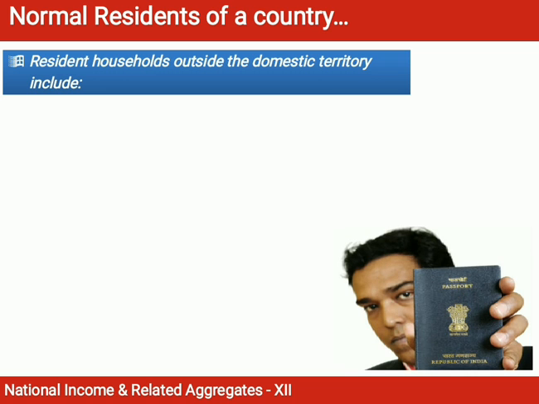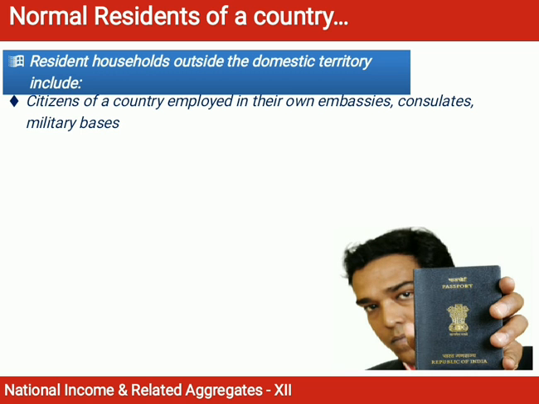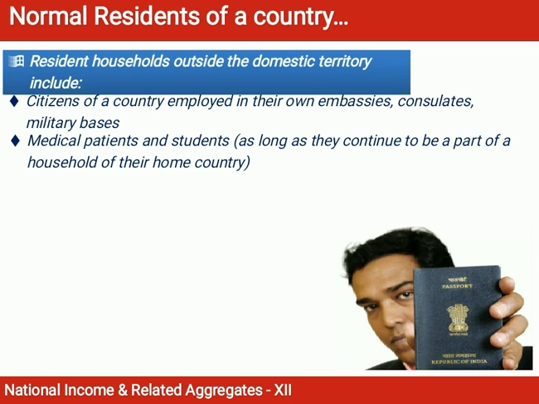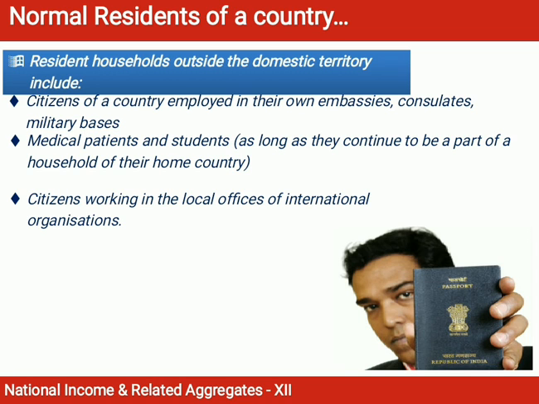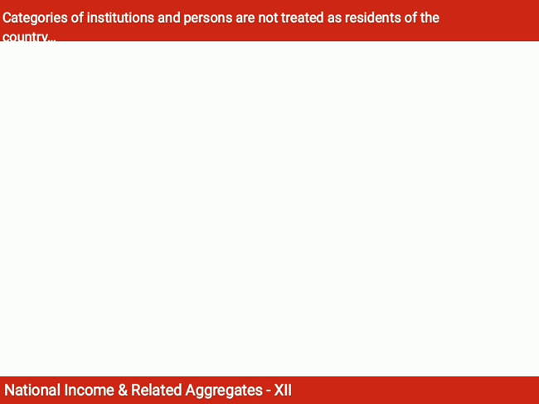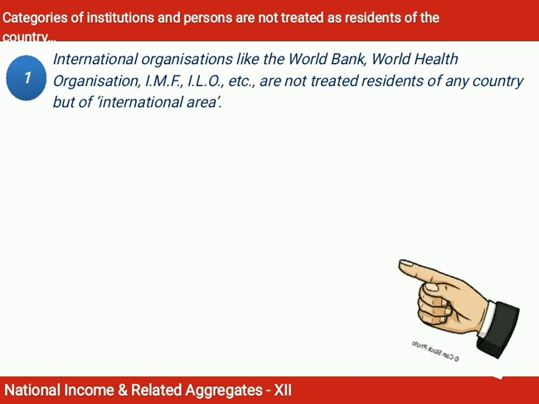And resident households outside the domestic territory include citizens of a country employed in their own embassy, consulate, and military base. Second, medical patients and students. Third point, citizens working in the local offices of international organizations. Categories of institutions and persons not treated as residents of a country: international organizations like the World Bank, World Health Organization, IMF, International Labour Organization, etc., are not treated as residents of a country but of the international area.